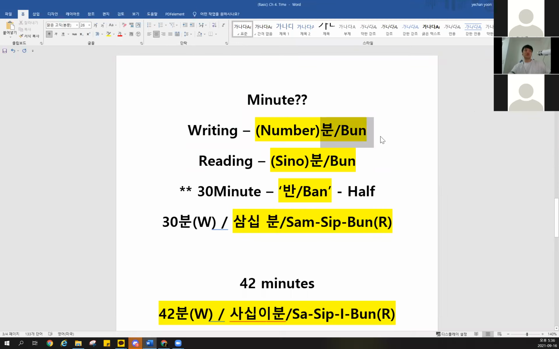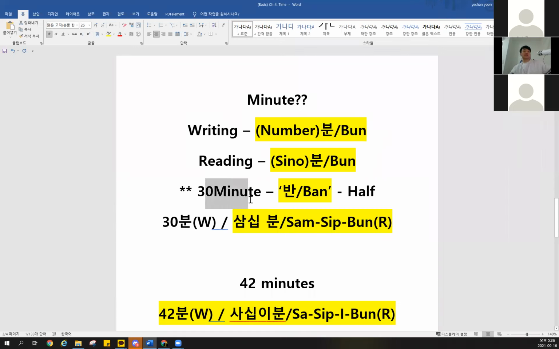Number and 분. Reading is going to be what? As I told you, Sino version and the 분. Sino was what? 1, 2, 3, 4. That was much easier than the native Korean. So it's going to be easy. But look at this one.